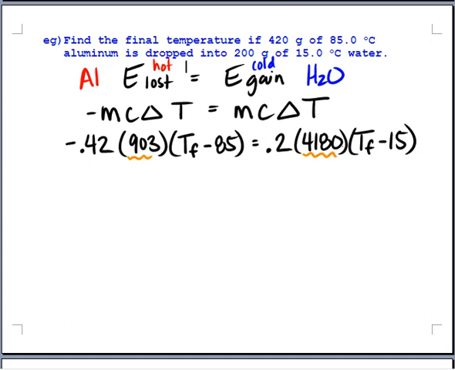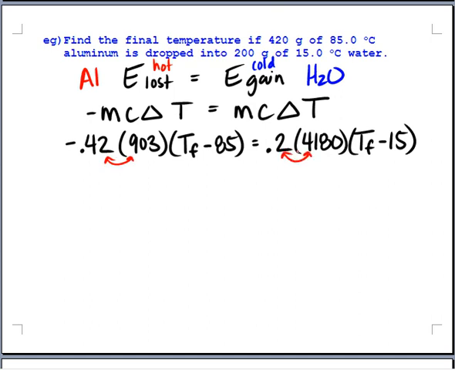Now notice the specific heats are different: 903 and 4180. Can't cancel them out then. That only works if you're going to have two of the same material mixed together. Here it's different materials mixed together, so you can't cancel anything. Now from here, what you're probably going to want to do algebraically is combine these two numbers.